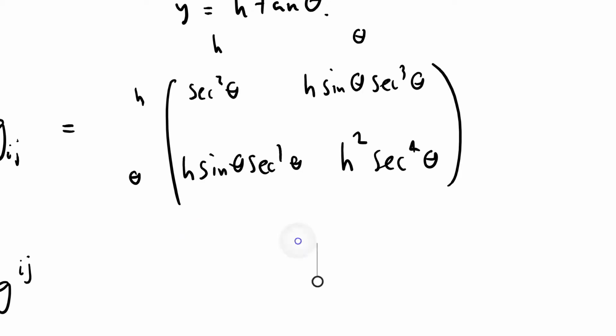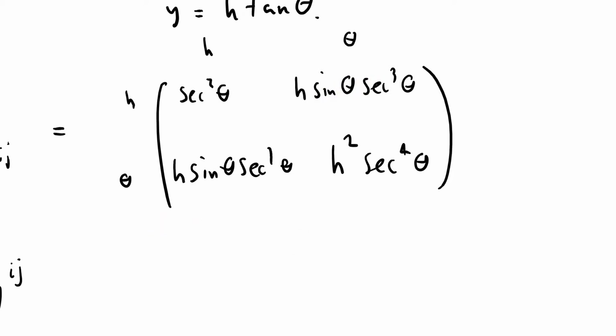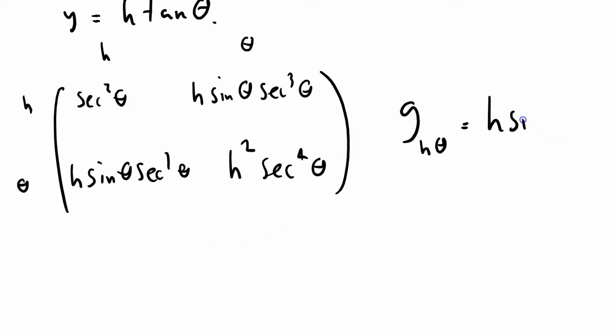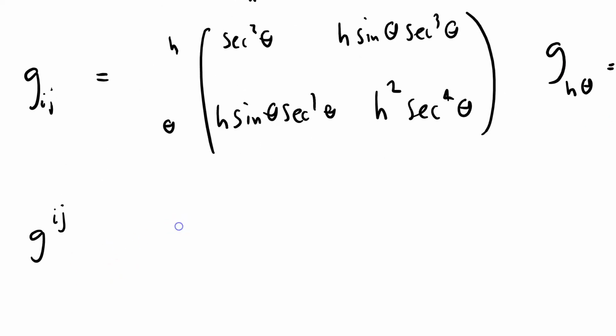So for example, if I want to identify this column here, I will say that g h theta equals h sine theta sec cubed theta. So I can identify by writing the actual components themselves as subscripts rather than just an i and a j, which are free. That equals the matrix inverse.